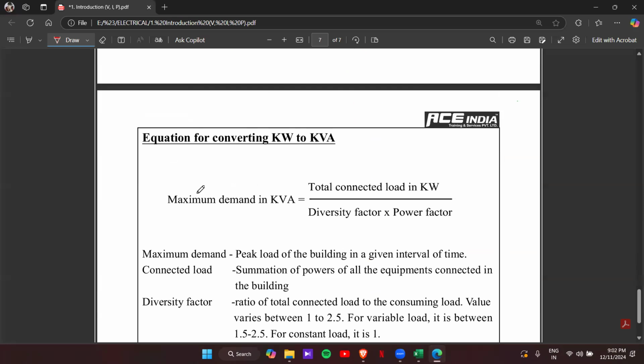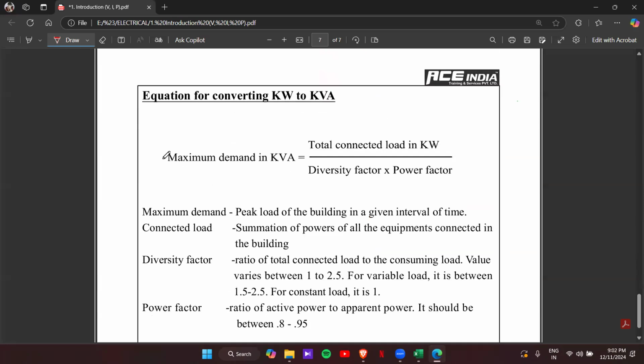Okay, first thing, maximum demand in kVA is equal to total connected load in kilowatt. This will be calculated based on the load in your building. We'll calculate the total load of every equipment you are using. That's the total connected load in kilowatt, divided by diversity factor into power factor. So first thing, diversity factor.